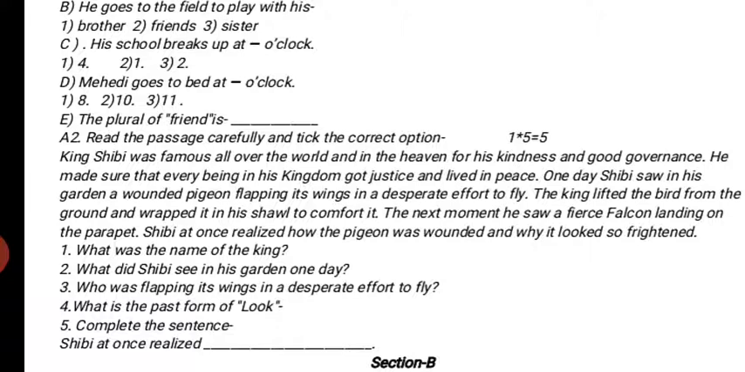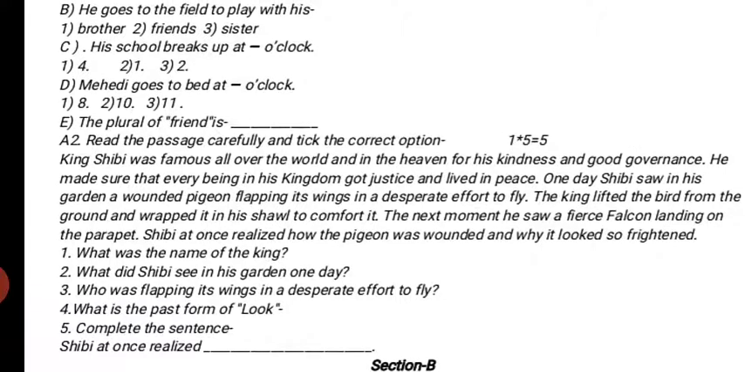So I think when I was reading this paragraph, you were reminded of the chapter that we have already done. So here the question: what was the name of the king? The name of the king was King Shivi. What did Shivi see in his garden one day? Shivi saw in his garden a wounded pigeon flapping its wing. Who was flapping its wing in a desperate effort to fly? Pigeon was flapping its wing in a desperate effort to fly.